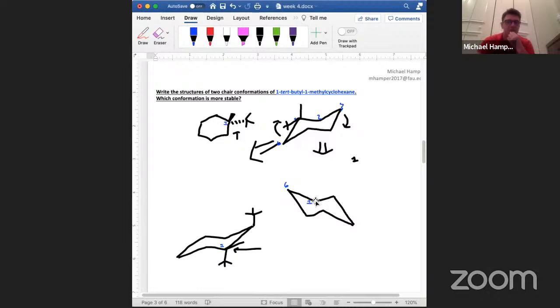Now, carbon number 1, which way is that elbow pointing? Up or down? This elbow of carbon number 1, is that pointing up or down? Would it be down? Down. So axial is vertically down. That means equatorial must be diagonally up. There's your chair flip between these two.